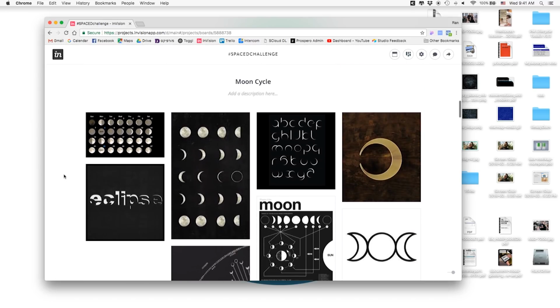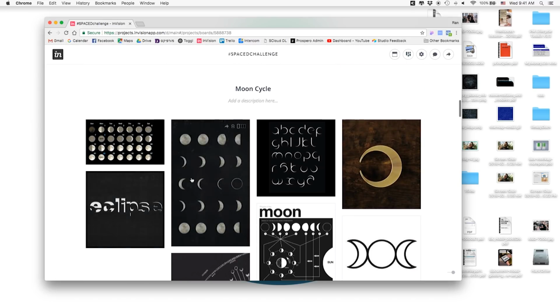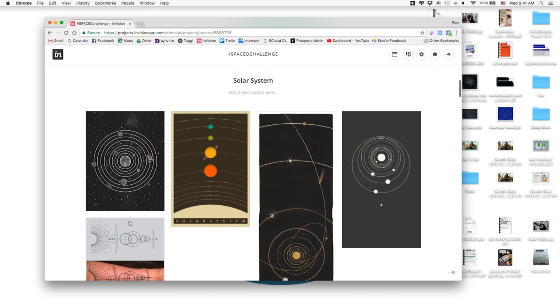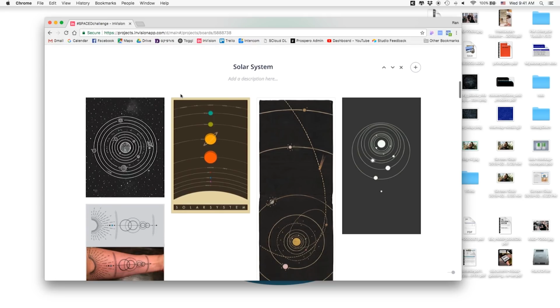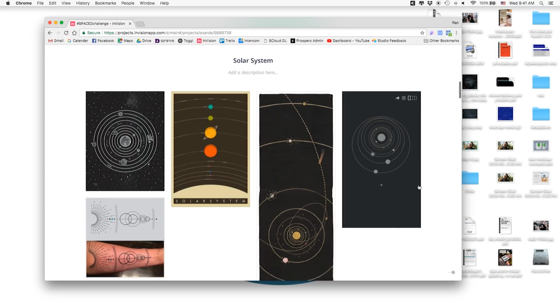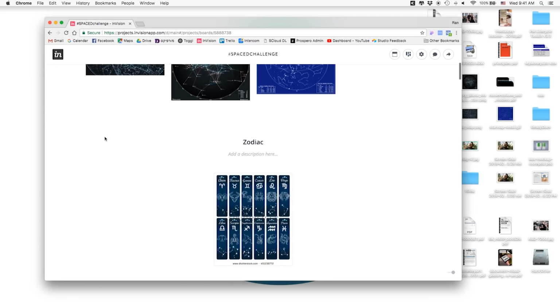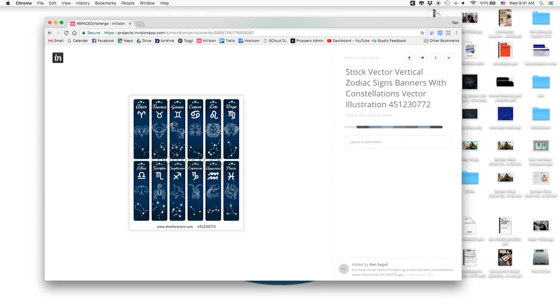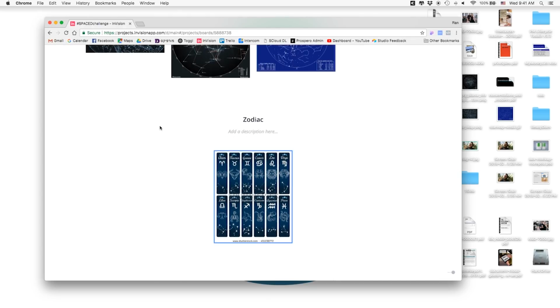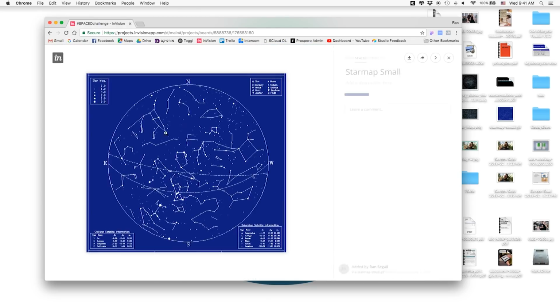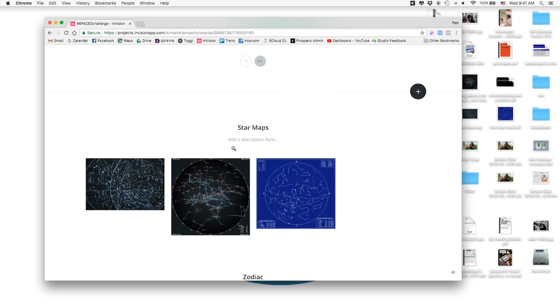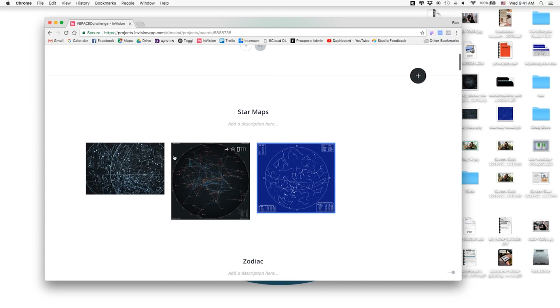I started looking at the moon cycle, how the moon changes over time. I thought those shapes might be interesting. I started looking at the solar system and how those representations show the stars going around in circular orbits, which is interesting. Looking at the zodiac shapes, maybe I could do something with them. Looking at star maps, how the dots are connected. So those were some new concepts that I was looking at to give me some new ideas.